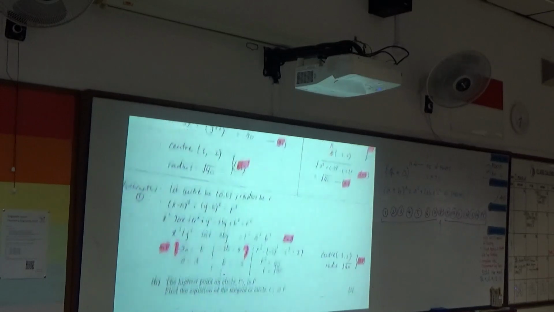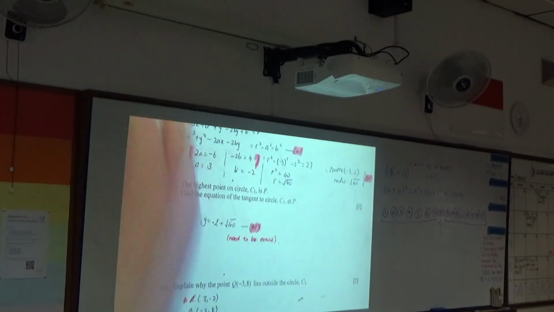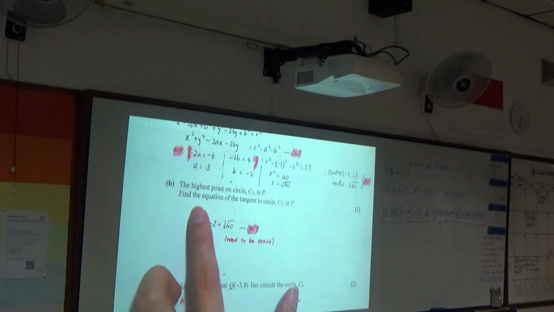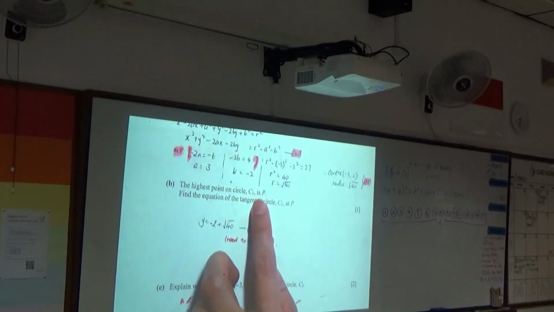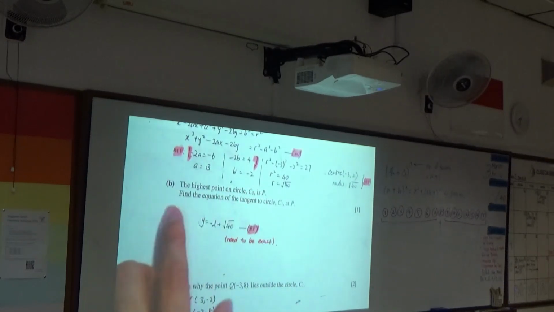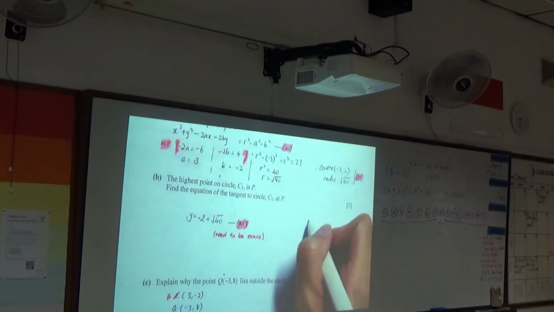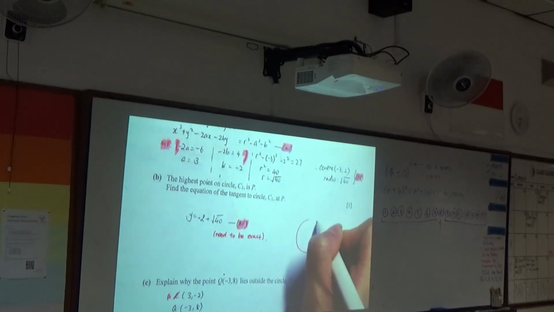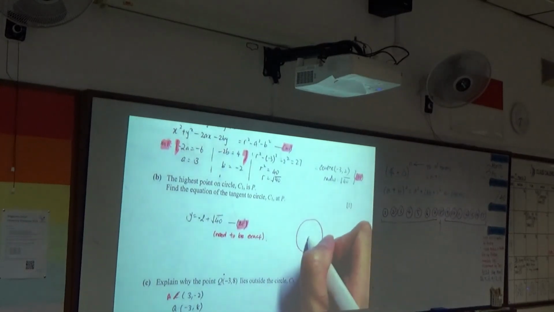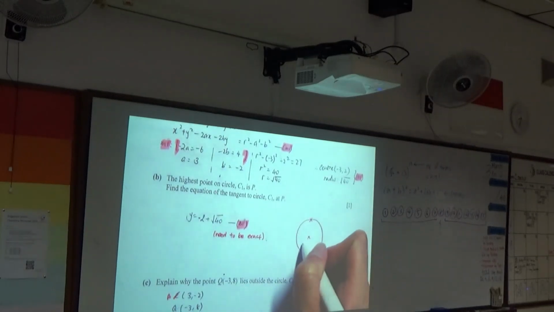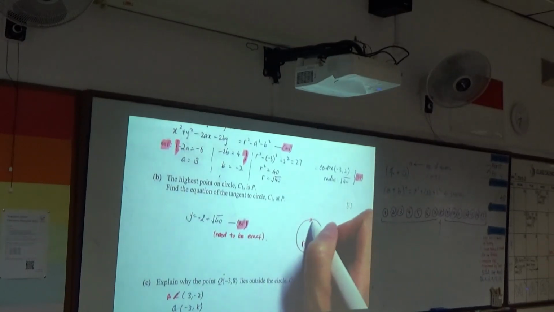Then part B is the one where some of you did not understand the question correctly. It says that the highest point on the circle is P. Find the equation of the tangent to the circle at P itself. Now, this means that we have this circle. The highest point on the circle must be the one directly above the center. The center, we have found, is at the point 3, negative 2 already, and the radius is square root 40.